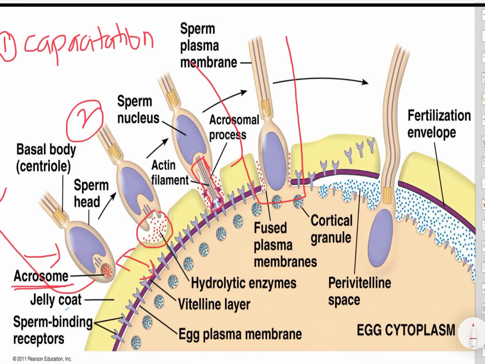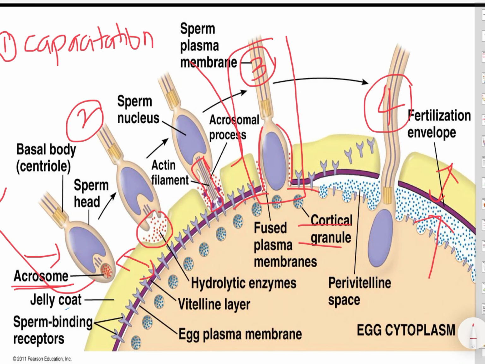The third stage here, where there is a fusion of the sperm head membrane and the plasma membrane of the oocyte. So this will trigger the depolarization of the oocyte, which acts as the fast block for polyspermy. And the last stage here is cortical reaction, where the cortical granule will release its content to harden the zona pellucida. So this will act as the slow block to polyspermy.